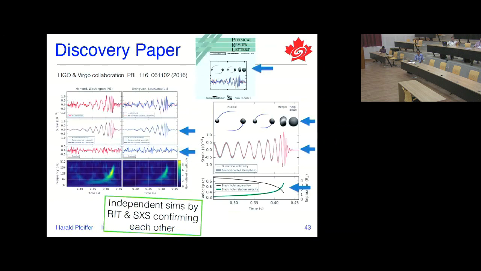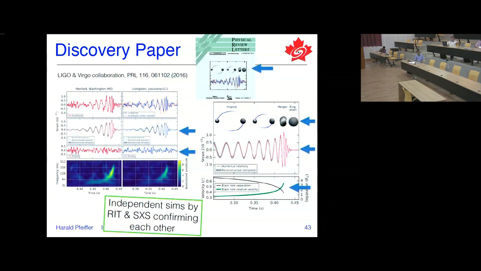Slide 43 shows 2 figures from the discovery paper, as well as the cover of the Physical Review Letters. The blue arrows mark information in these figures that comes directly from numerical simulations. In those figures, the simulations were done independently by RIT and SXS, running simulations for identical parameters and cross-checking against each other that the numerical simulations are reliable and correct.